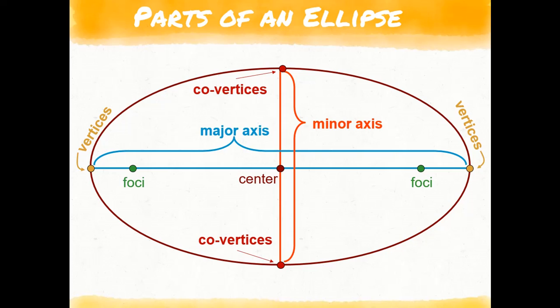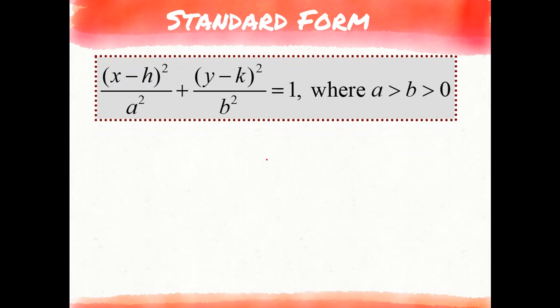I know, tons of information. But the main things that you need to remember are the foci, the co-vertices, the vertices, and the center. Once we get that information locked and loaded, we got this, okay? Now, there is a standard form of an ellipse. It looks like this: (x minus h) squared over a squared plus (y minus k) squared over b squared equals 1. a has to be greater than b, and b has to be greater than 0.